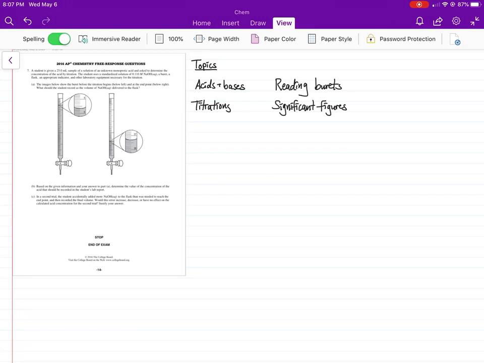Hello, today I'm going to go over free response question 7 from the 2016 AP Chemistry exam. Question 7 is a 4-point question, and the topics covered include acids and bases, titrations, reading markings on burettes, and significant figures.